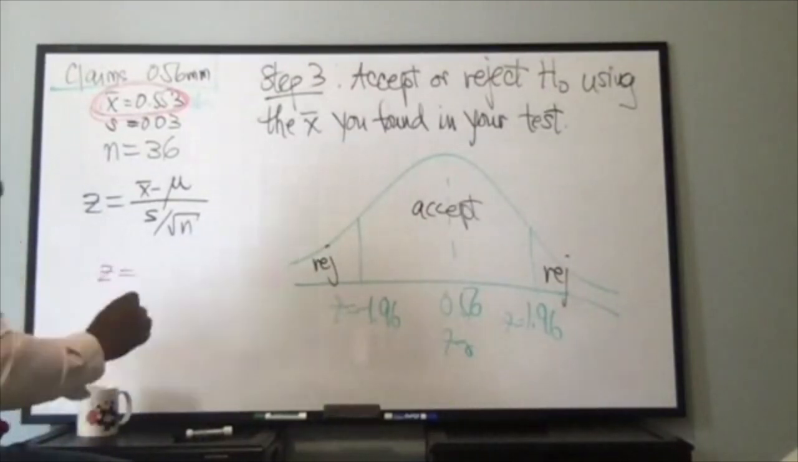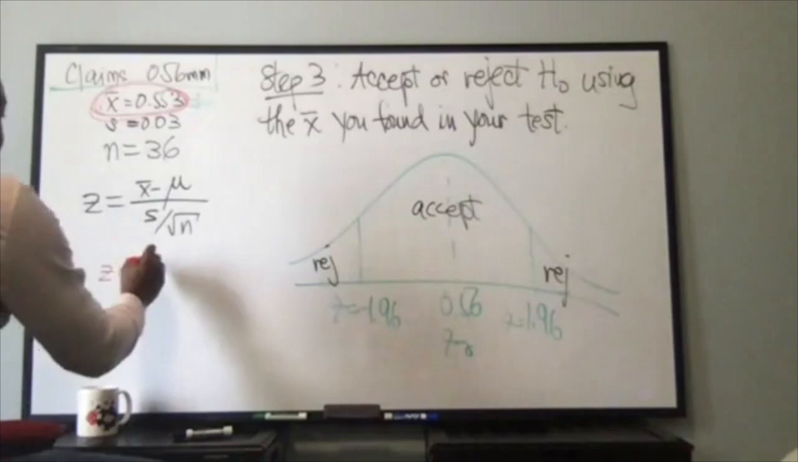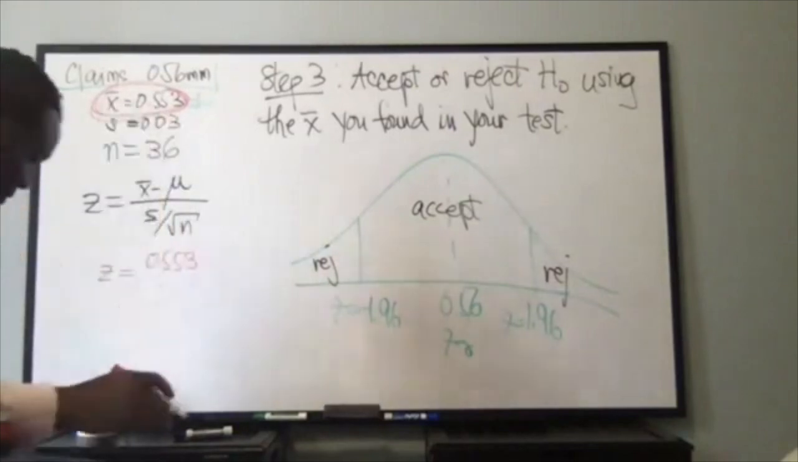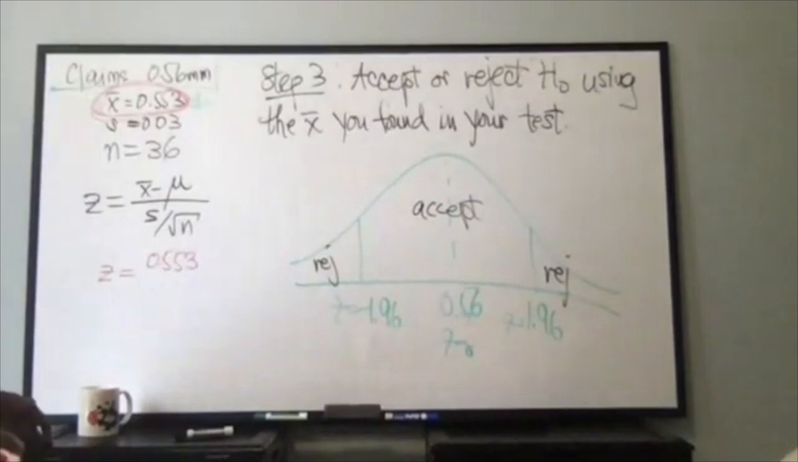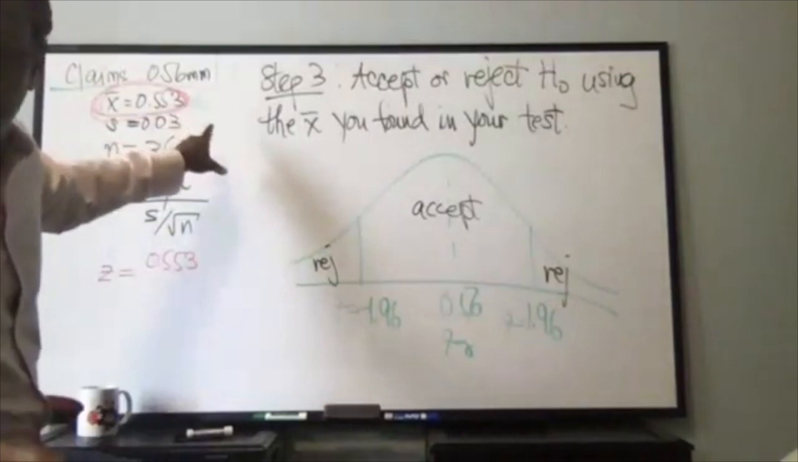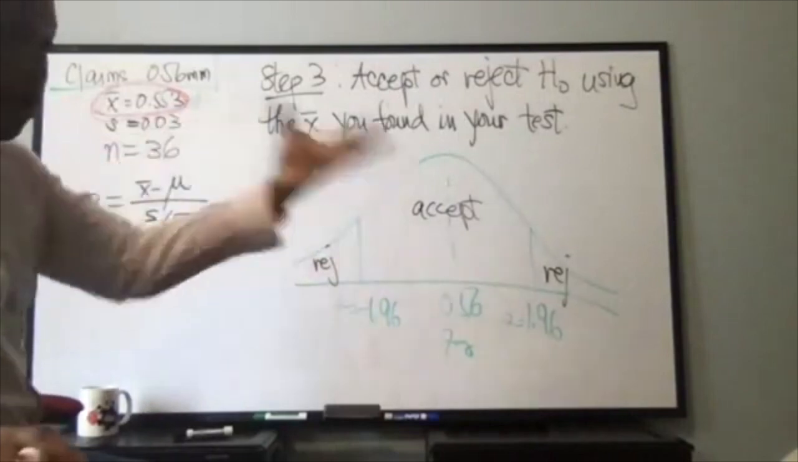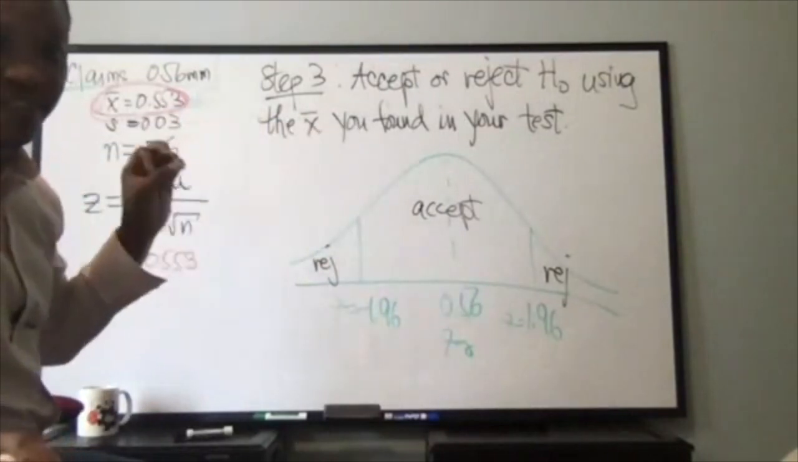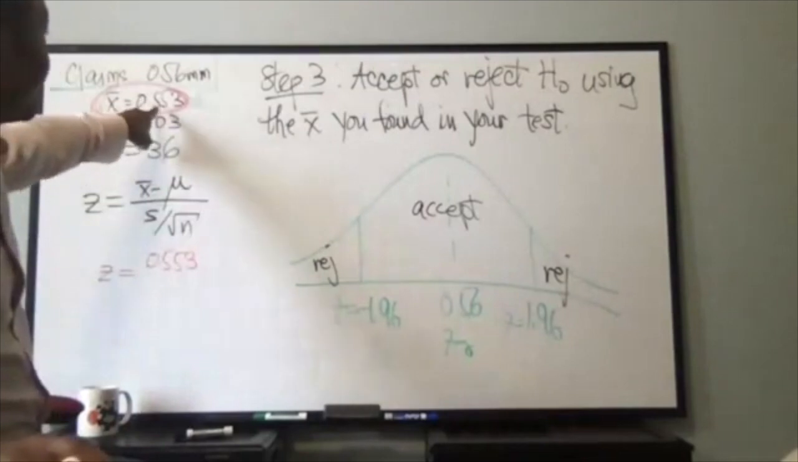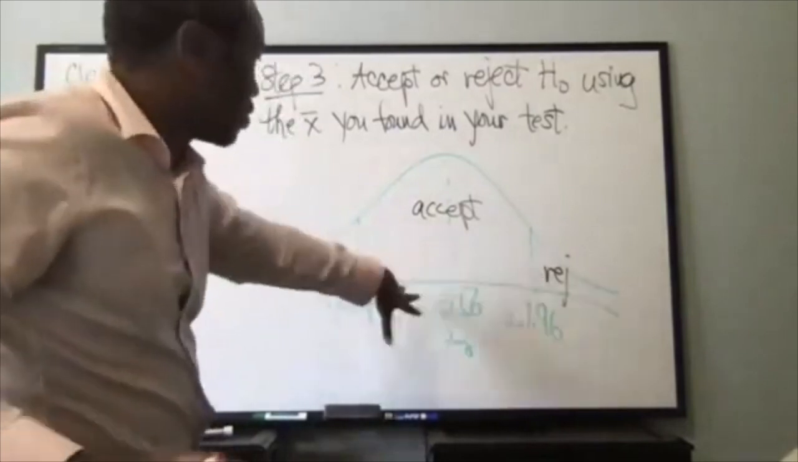Z equals, what is the value that I'm trying to turn into a Z? It's the value that I found in my test, 0.553. See? If you get like the student read earlier today, this is what I found when I did my test, when I got all 36 of those pieces of chalk. And so that's the boxing match, comparing this 0.553 to what's going on inside of here.